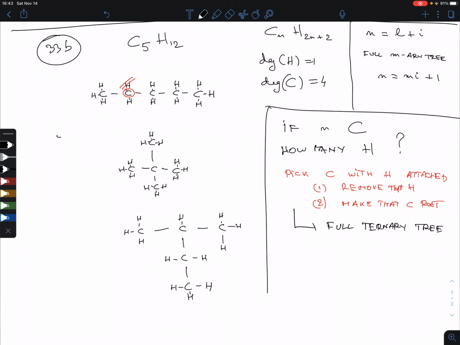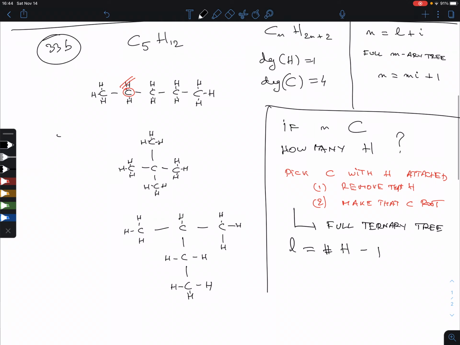So now we can use our formulas here. So, okay, let's see. What is L? The number of leaves. That is the number of hydrogens. So this is the number of hydrogens in the isomer. Actually, minus 1, because we removed one of them. Okay? So this is what we want to find out. How many hydrogens are there? Okay, and L is going to be 1 less than that. So if we know L, we also know how many hydrogens there are.